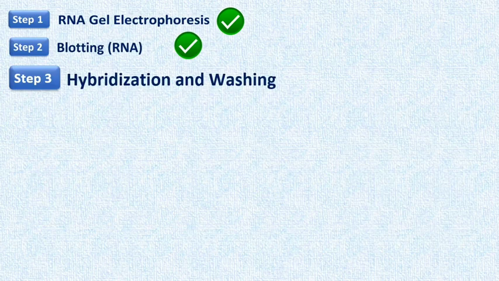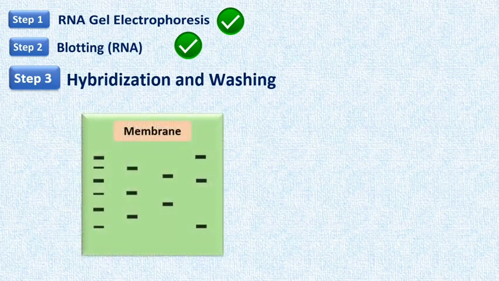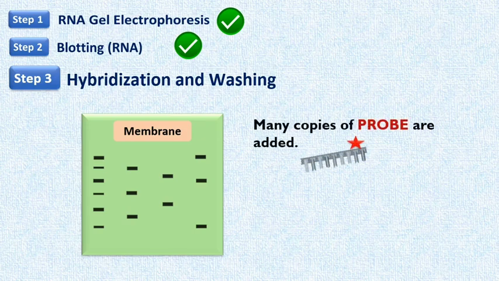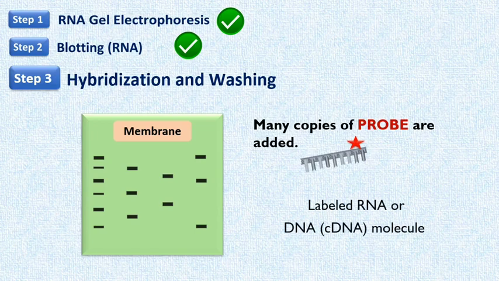The third step involves hybridization with probe and washing. Suppose these bands are the RNA molecules on the nylon membrane. For the detection of these RNA molecules, first, we need a probe that will specifically bind to these target RNA molecules. The probe can be a complementary labeled RNA sequence or a labeled complementary DNA sequence.